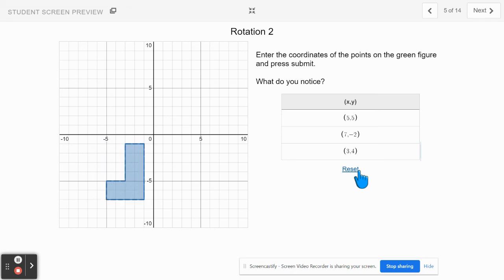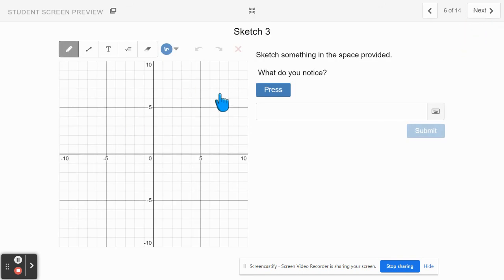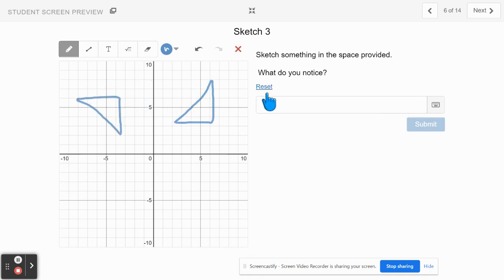All right, again, we know what's going on, but the coordinates, that was a lame slide. So we're going to skip this slide too. All right, sketch something on this one. Idea again, what we're doing here. Let's see what you notice on this one. Now this one's a little tricky.